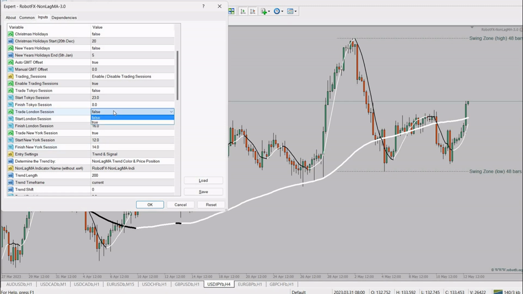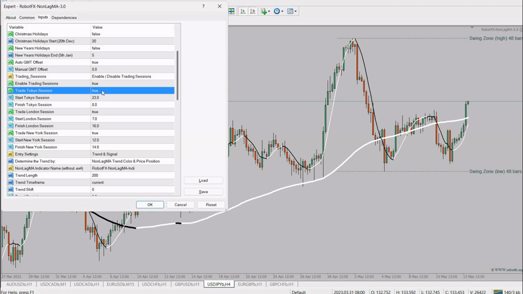And of course, if you want also to trade the London session, you have to enable it here, and then enter the starting time and the ending time, the finish time of the London session. And don't get confused by the names. It does say Tokyo session, for example, but you can use it to enter the times for the Sydney session. We just didn't want to have too many inputs that will do the same thing.